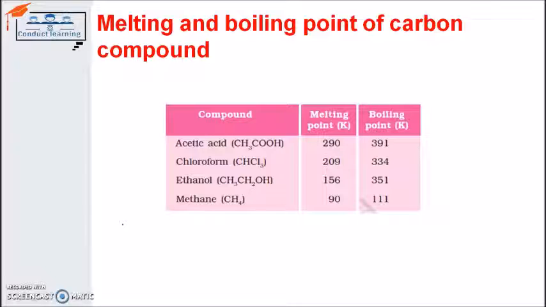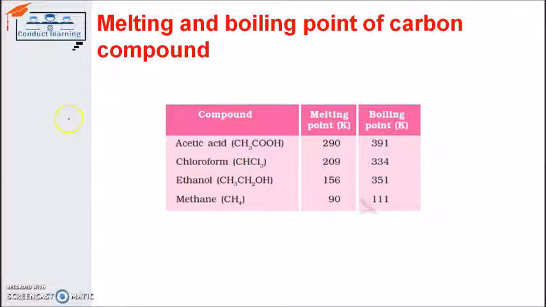If we convert 90 degrees Kelvin to degrees Celsius, you will find that it is around 90 minus 270, so it will be around minus 180 degrees Celsius. So this compound has that much lower melting and boiling point.